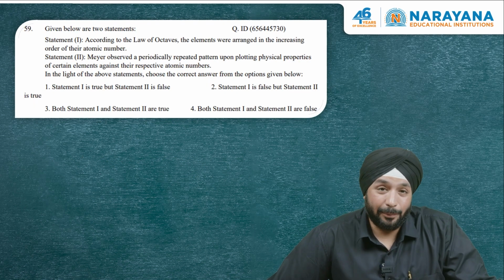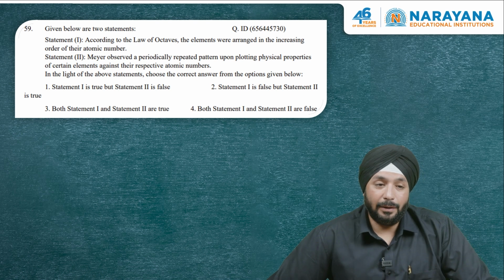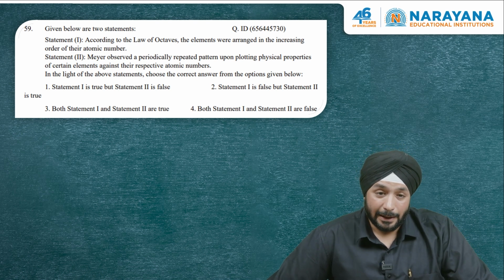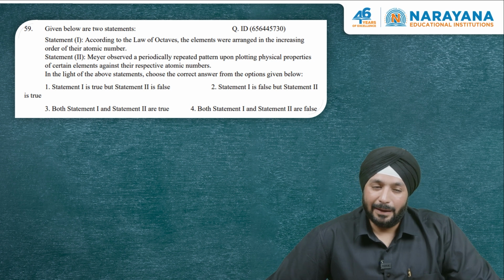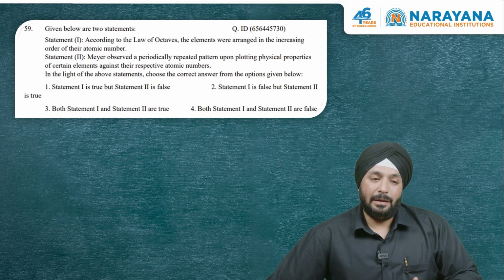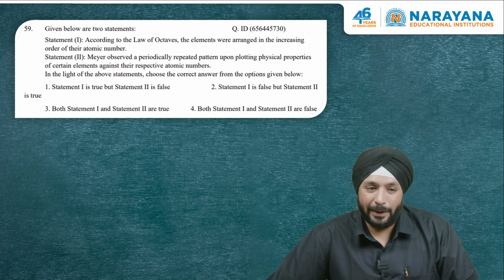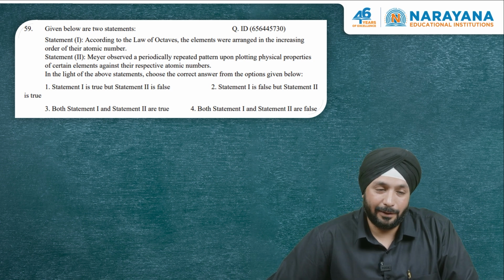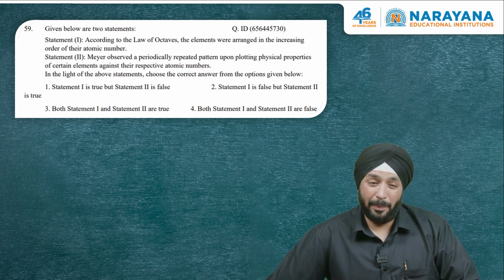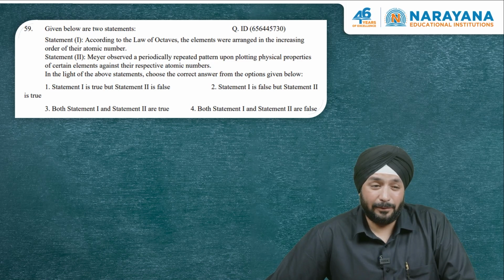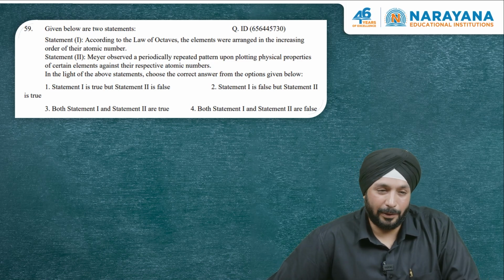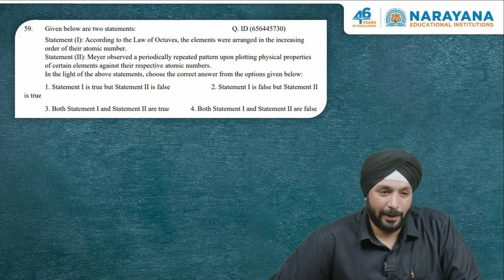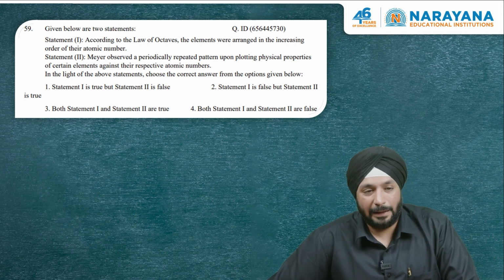Now there are two statements given over there. Statement 1: according to the law of octaves, the elements were arranged in the increasing order of atomic number. Atomic number is a concept which Moseley invented after Mendeleev. So when the law of octaves was there, in primitive times, we always played with atomic masses, not with atomic numbers. So the statement is not correct. If it is atomic mass, then it will be fine.